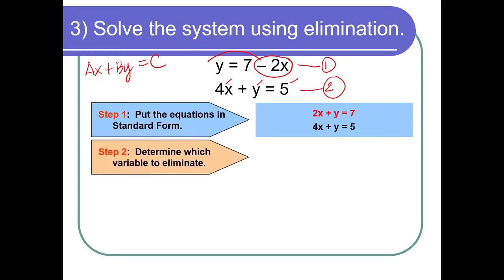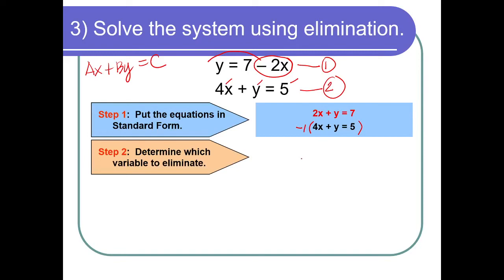Determine, asa may eliminate na ta ani, Ruby? Eliminate na nato ang y. Pero, we need to multiply what? Negative 1 first. Very good. Asa man ang ganahan ninyo i-multiply? Equation 1 or equation 2? Let's multiply this with negative 1.